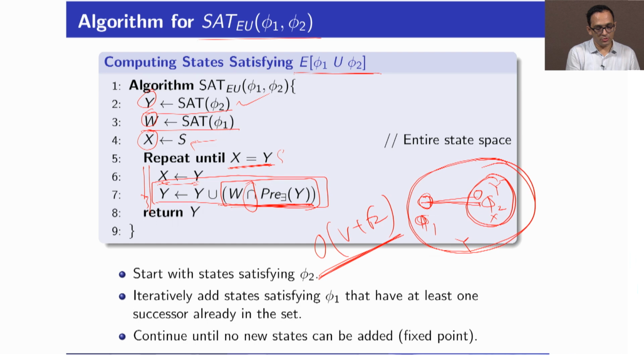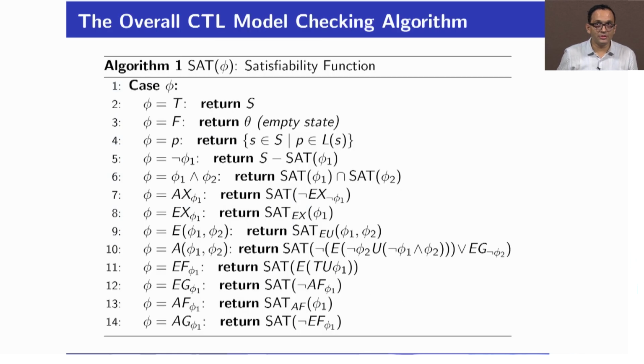So start with states satisfying phi 2, and iteratively add states satisfying phi 1 that have at least one successor already in this set where E phi 1 until phi 2 holds. I continue this until I am not able to add a new state, and that is my least fixed point. Okay, so the pseudocode of the algorithms is clear now.